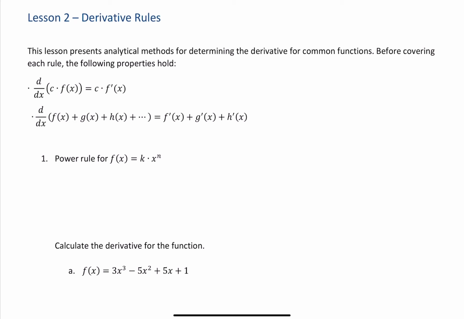If I have a constant multiplied by a function, then the derivative of that function is the constant multiplied by the derivative of the function. You'll see what that means in practice.